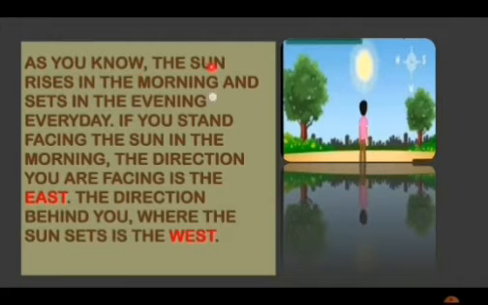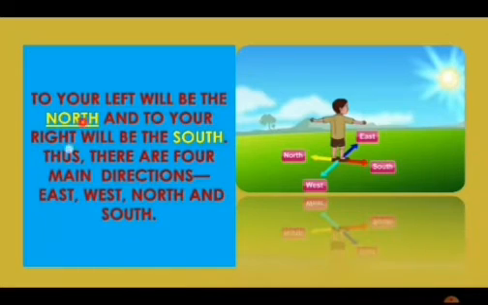As you know, the sun rises in the morning and sets in the evening every day. If you stand facing the sun in the morning, the direction you are facing is the east. The direction behind you where the sun sets is the west. To your left will be the north and to your right will be the south. Thus, there are 4 main directions: east, west, north and south.